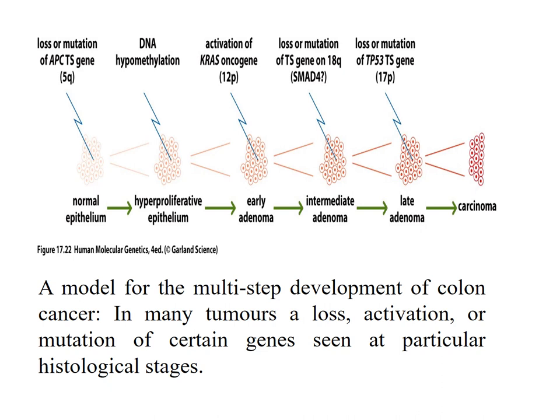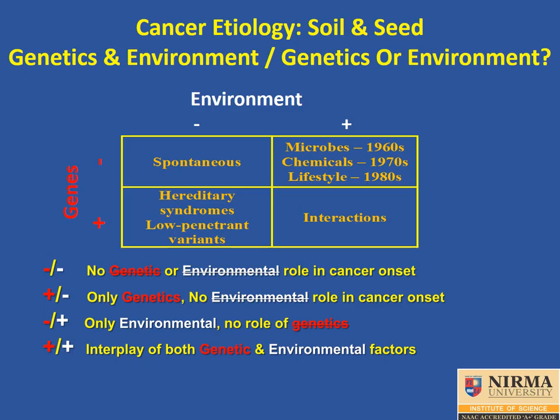over a period of time, converting a mass of normal cells to carcinoma requires multiple DNA and epigenetic changes. In this case, loss or mutation of genes sitting on 5q chromosome, DNA methylation, activation of KRAS oncogene, loss or mutation of TS gene on 18q, and finally p53 gene mutation. This shows that a single mutation is not enough, and it is all a matter of chance that all the right combination of mutations take place in the cancer cell.